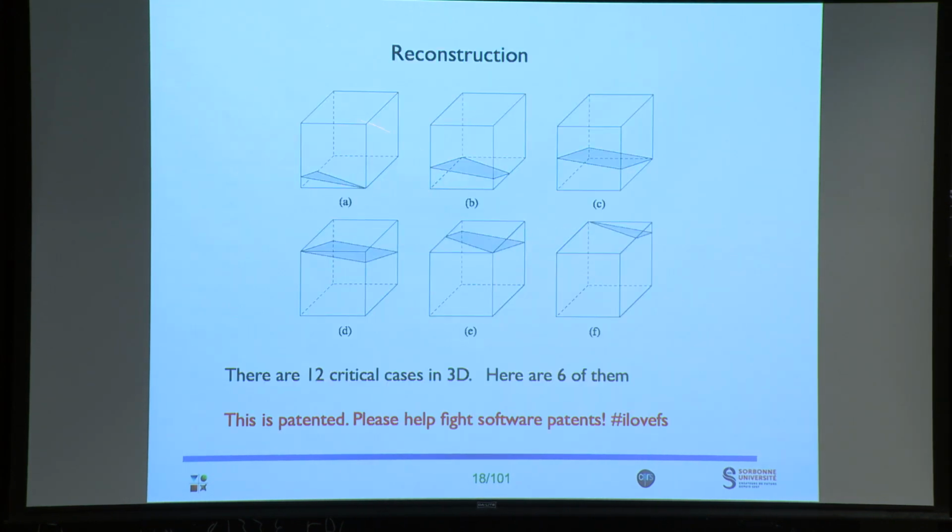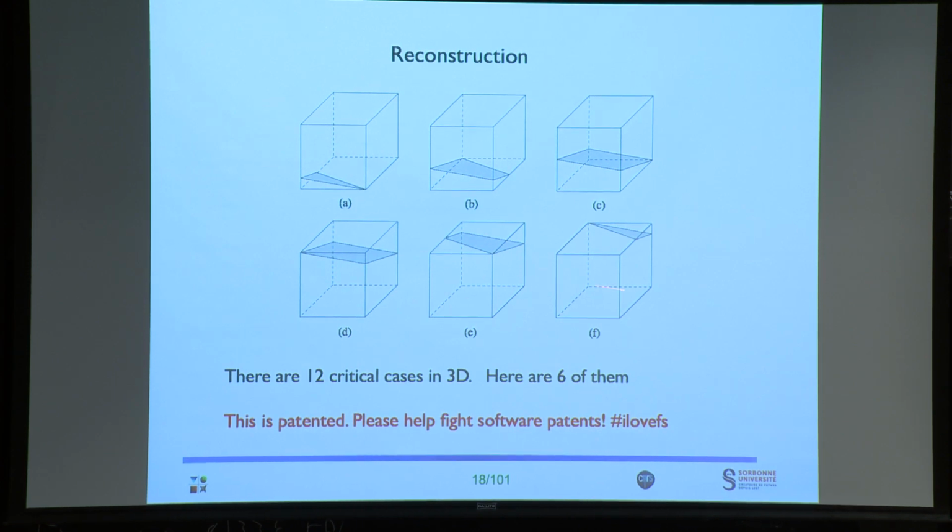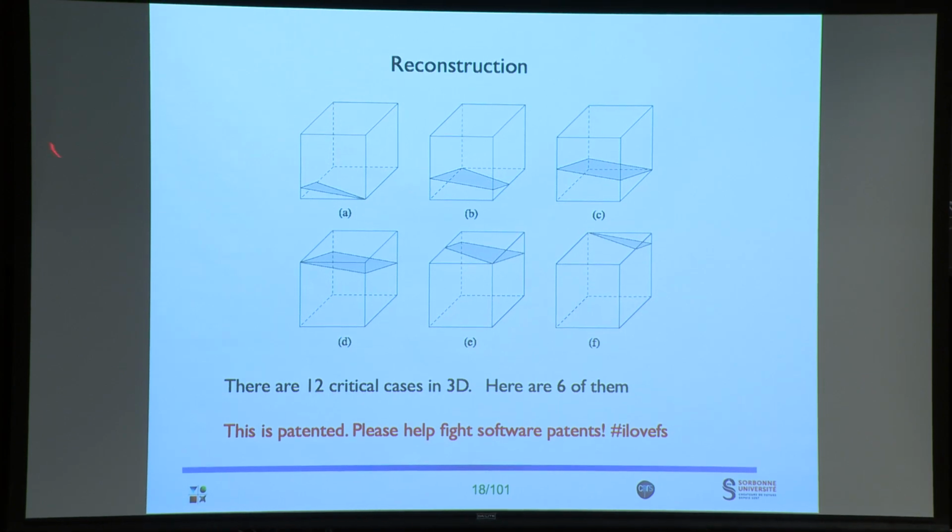This has 12 critical cases. Here are 6 of the critical cases. There are 6 other critical cases in another case. Very strangely, this way of cutting a cube is patented. So it seems like a purely mathematical idea, but it is patented.